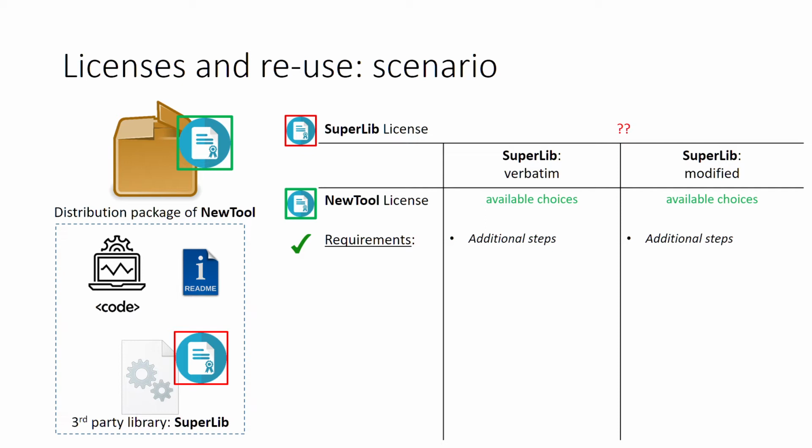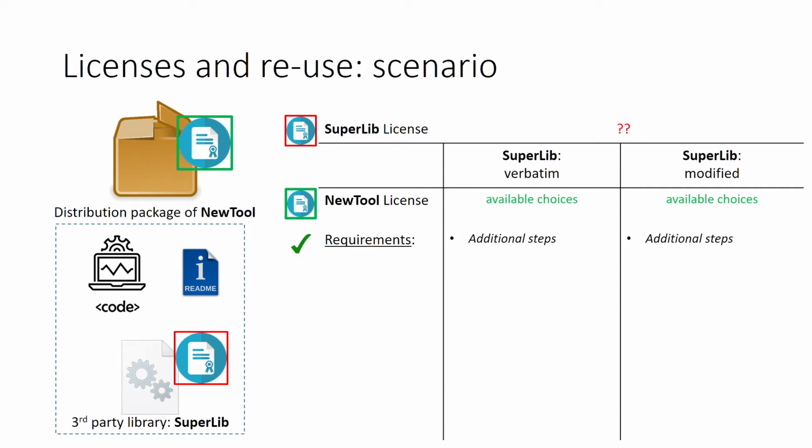We will have a look at this situation for fairly common types of licenses, namely the MIT, Apache, GPL, and EUPL license. For each license, we will consider two cases. The one on the left, where Superlib is used in its original version, we made no changes to it, we will redistribute the verbatim version of the library. And the case on the right, where we use the modified version of the Superlib code that we modified ourselves.